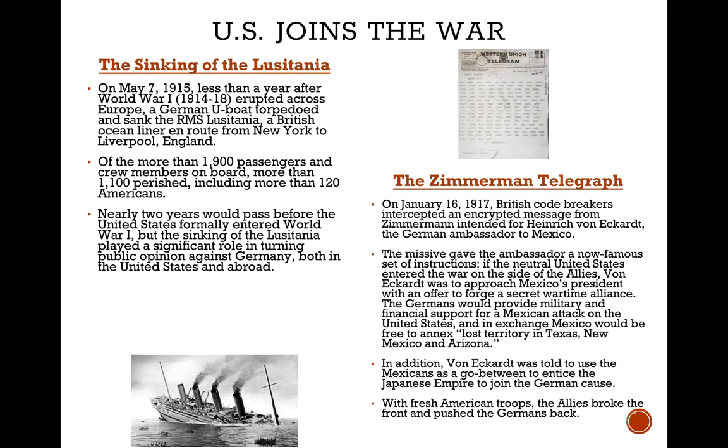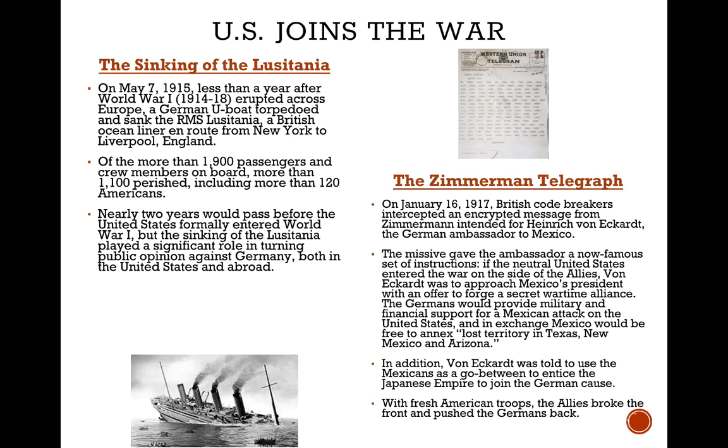In addition, von Eckart was told to use the Mexicans as a go-between to entice the Japanese Empire to join the German cause. The Zimmermann telegram was decoded and handed over to the U.S. by the British government in late February of 1917. And by March 1st, the contents were splashed across the front pages of newspapers nationwide. Obviously, any thought of resuming diplomatic relations with Germany was gone. When Germany resumed unrestricted warfare in early February of 1917, that did a lot of damage. The Zimmermann telegram is really what finished it off.